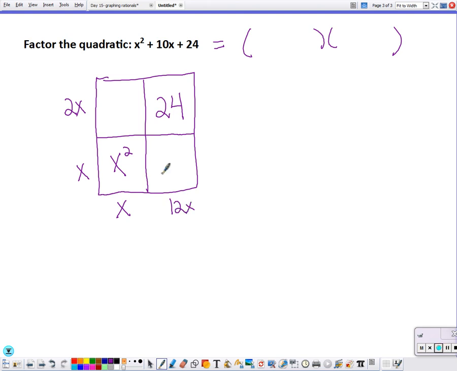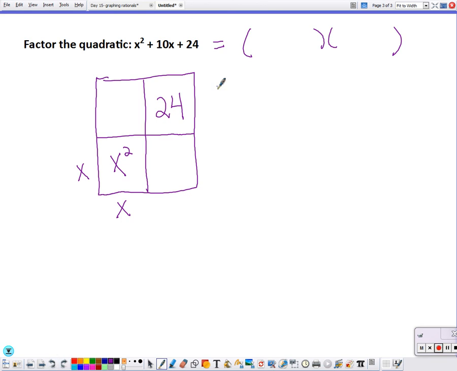If I put them here, oops, I didn't mean to put the x's. 2 and 12. 2 times 12 is 24. The problem is, when I finish the multiplication table, 2 times x is 2x. x times 12 is 12x. If I add them together, I would get 14x. That's too much.